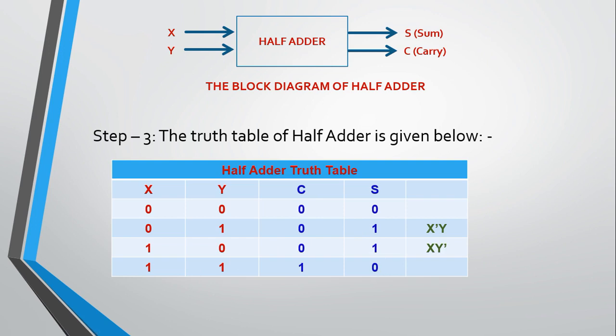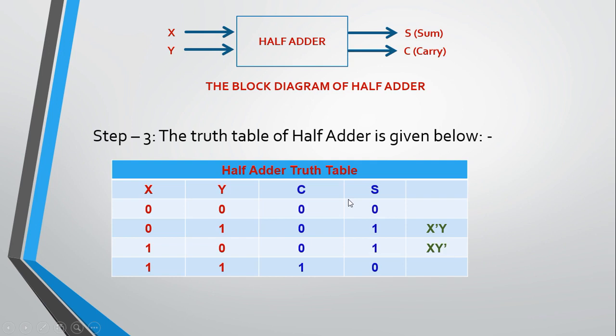Got it? Now over here you can see S equals 1 where 1 1 is there, in which case X'Y and XY'. So we can write the Boolean function of S equals X'Y plus XY'.